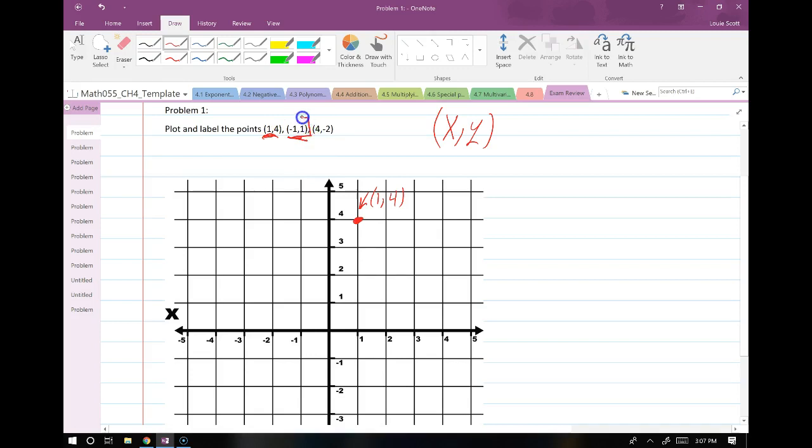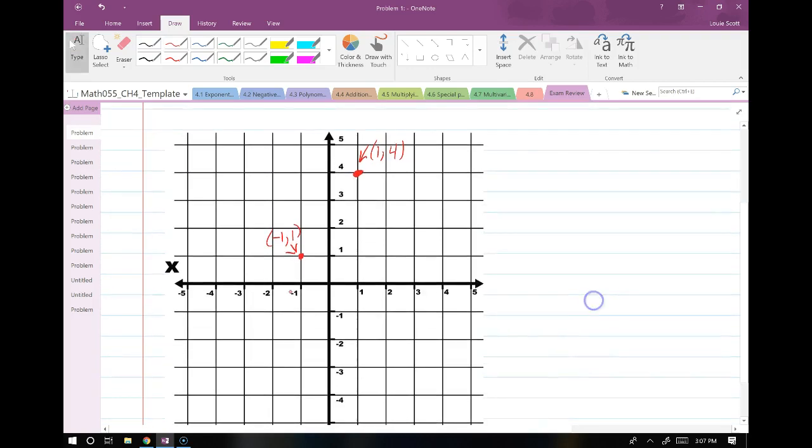So the point negative 1, comma 1, we go over to negative 1 on the x-axis and then up to 1 on the y-axis. And that gives us this point, negative 1, comma 1. And then the last one, 4, negative 2. We go over to positive 4 on the x-axis and then down negative 2 on the y-axis, and we make our point right here. 4, negative 2.